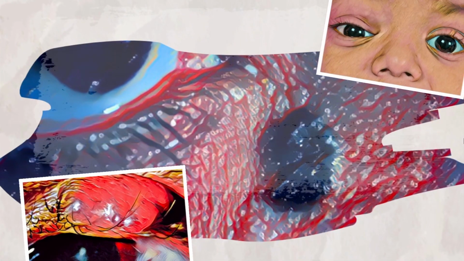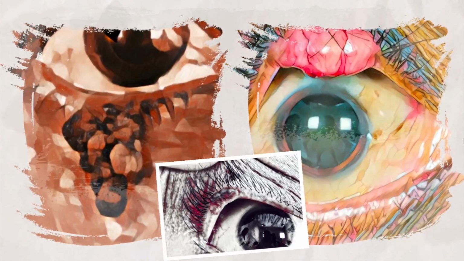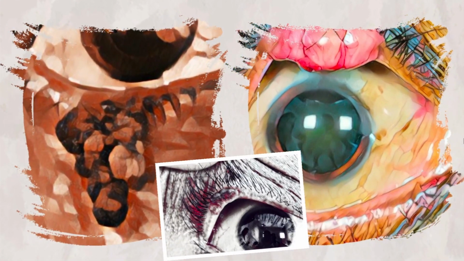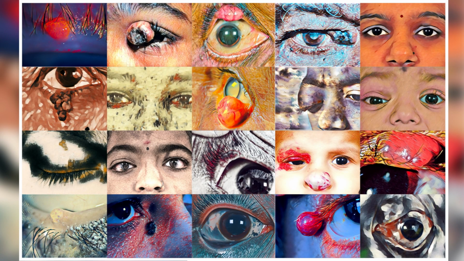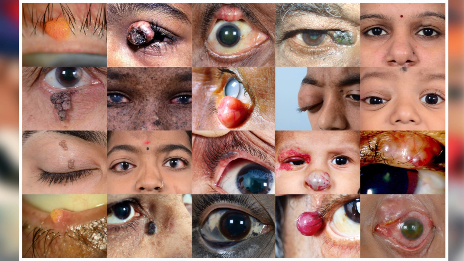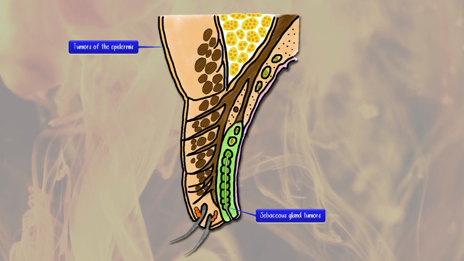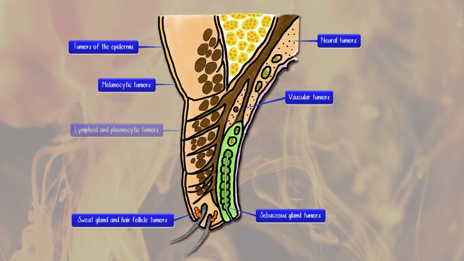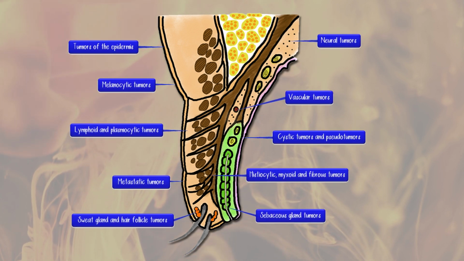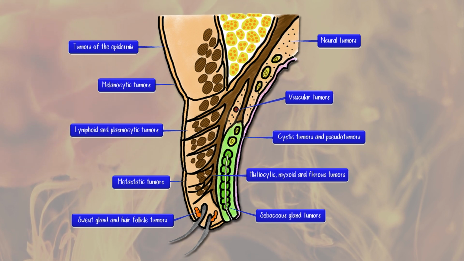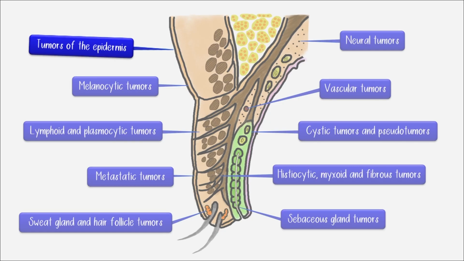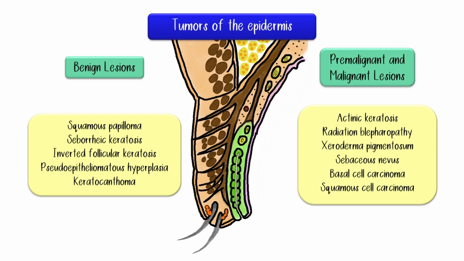Aristotle has accurately quoted that the aim of art is not to represent the outward appearance of things, but their inward significance. The tumors of the eyelid constitute approximately 5 to 10% of skin cancers and 15% of all face tumors, and it is important to understand their origin and classification. Tumors arising from the epidermis could be categorized into benign or premalignant and malignant lesions.